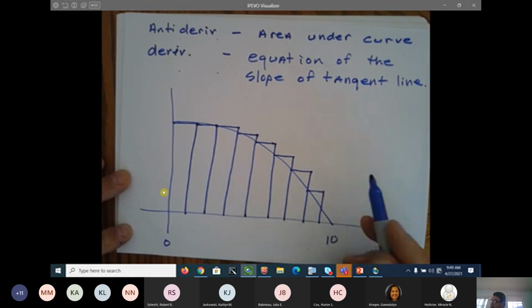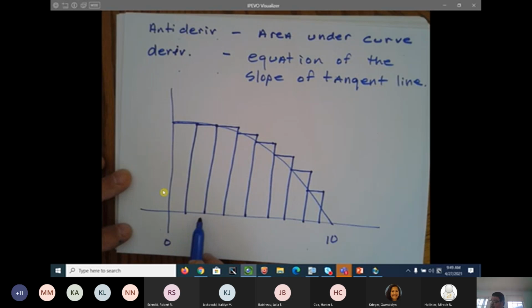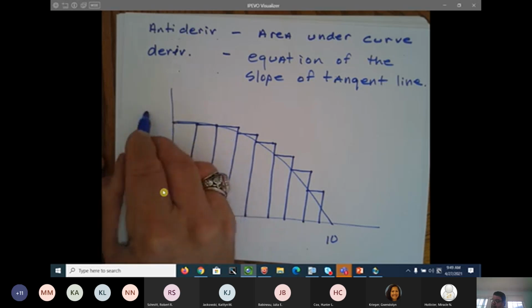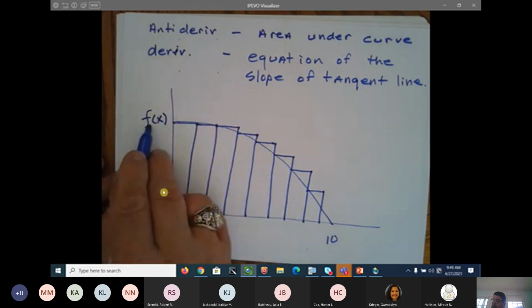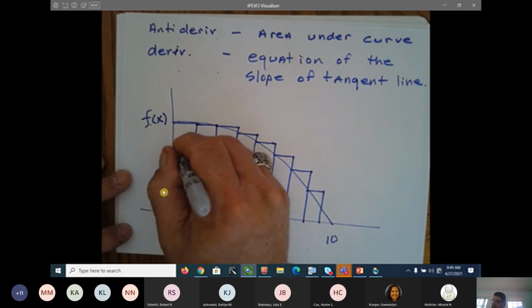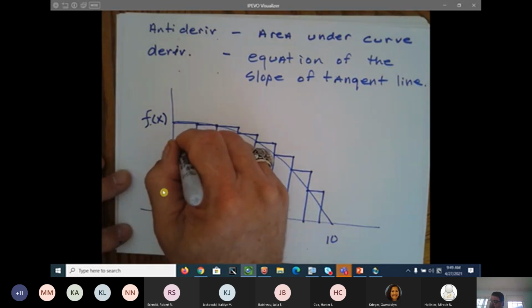Now, I could say that this is 1, 2, 3, 4, 5, 6, 7, 8. Darn, I'm missing 1. Oh, well. Let's just assume that these are 1. So I can take the height, which is f of x, and I can multiply the height, f of x, and get the area within all of these boxes.